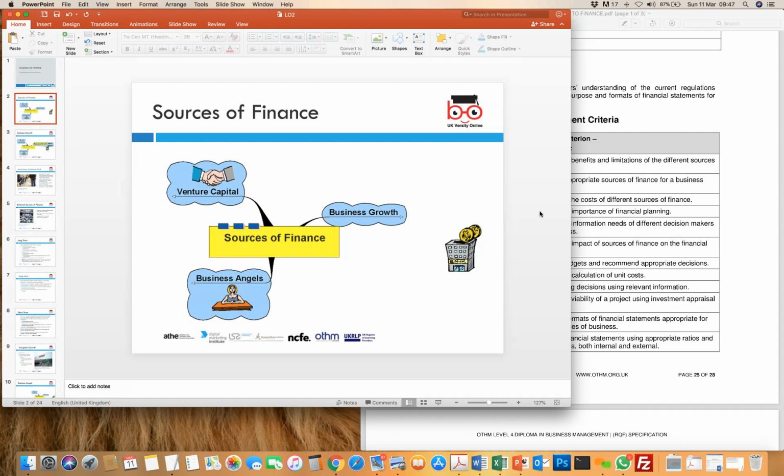Okay, good stuff. So broadly speaking, some areas of finance that we look at from a business perspective would be, when you require finance for business growth, that means you're looking at expanding your business. Sometimes when you look at sources of finance, we also look at investment coming into the company, and that investment would be something called venture capital.